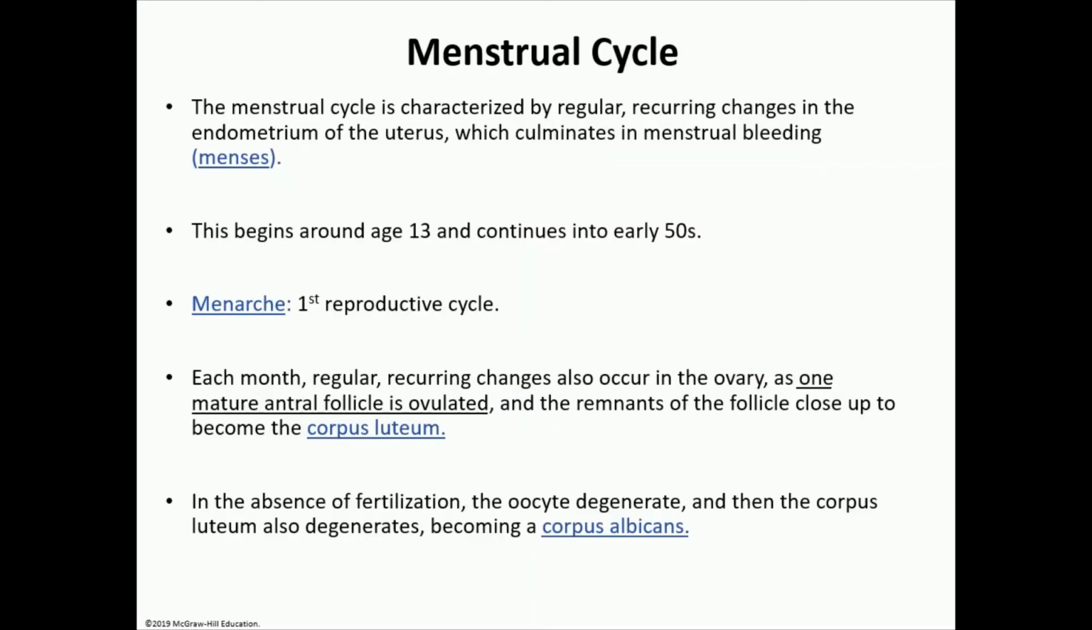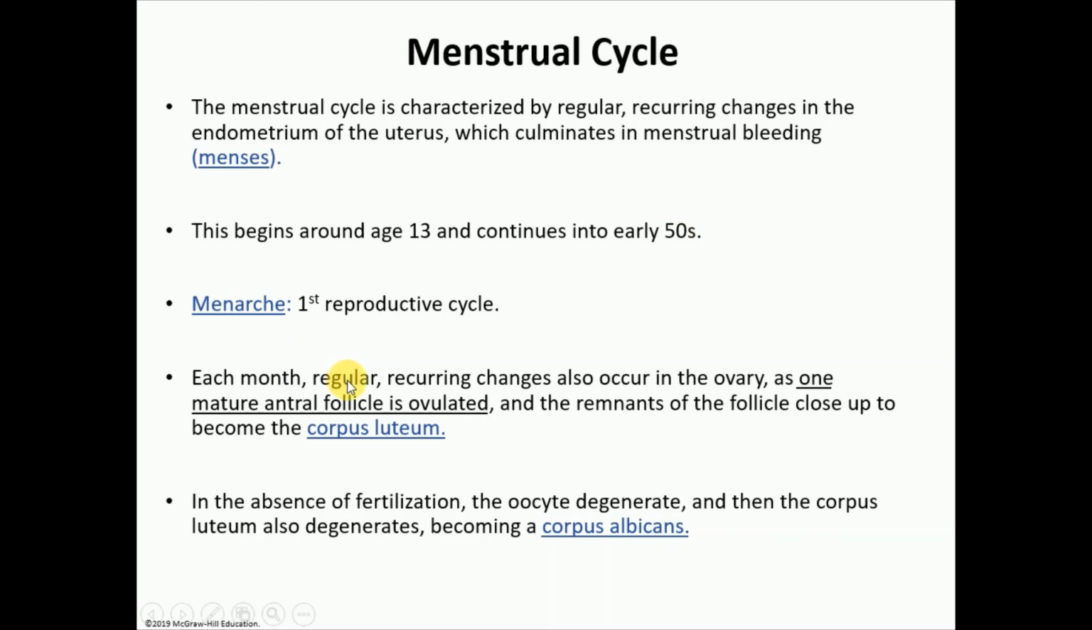So the menstrual cycle is characterized by the regular recurring changes that occur in the endometrium, and at the end, if no pregnancy occurs, that will lead to menstruation. Menarche, which is the first reproductive cycle, usually starts at the age of 13 and continues maybe into the late 40s, early 50s. It's very different from one person to another.